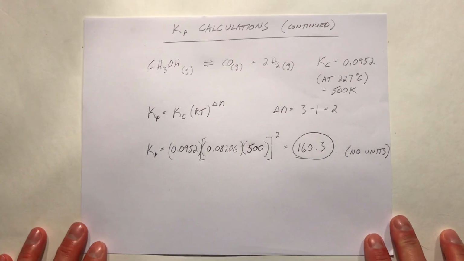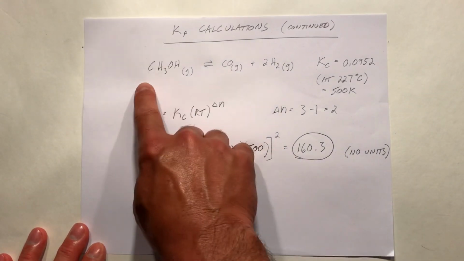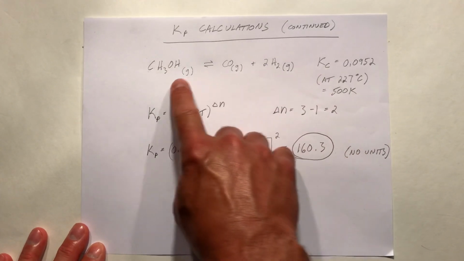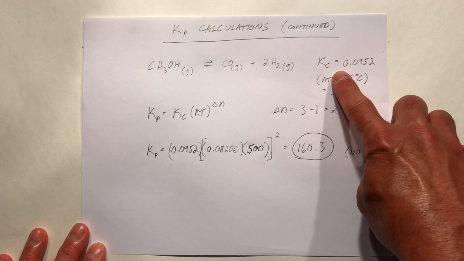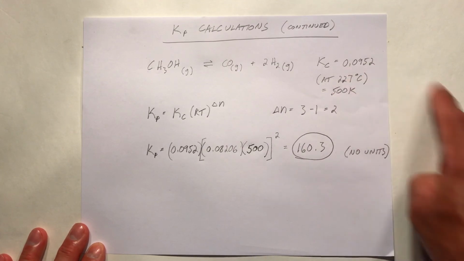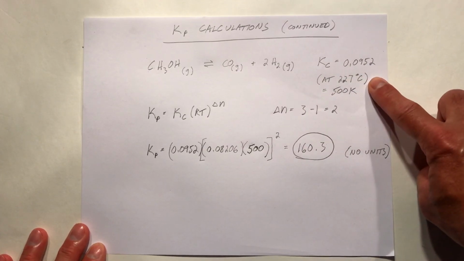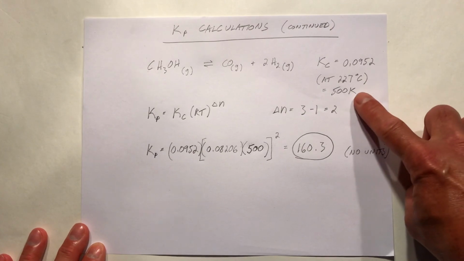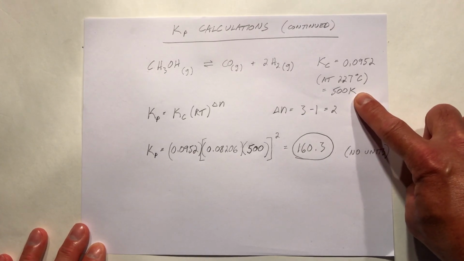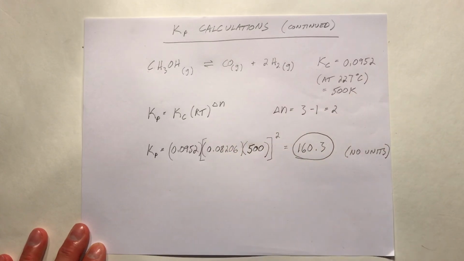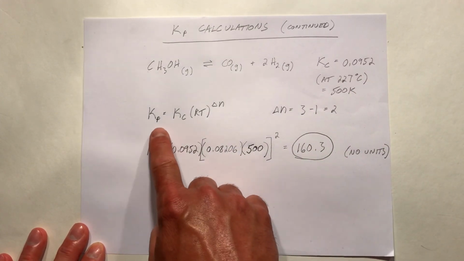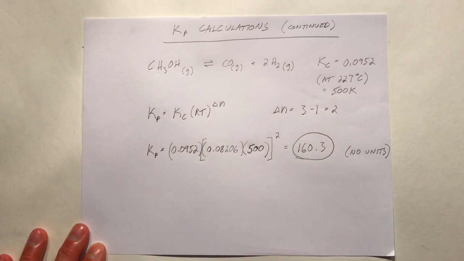Let's take a look at a calculation using some numbers. Let's say that we have this reaction. It's a gaseous equilibrium, so we have all gases. And we know that Kc for that reaction is equal to 0.0952 at 227 degrees Celsius, which calculates out to be 500 Kelvin. Remember, you have to use temperature in Kelvin when we're using this expression. So let's plug into this formula to solve for Kp.